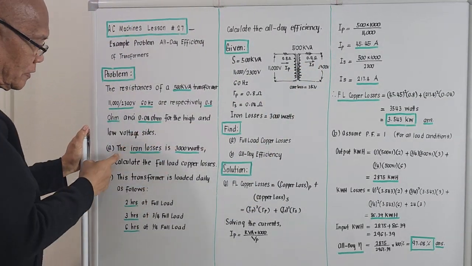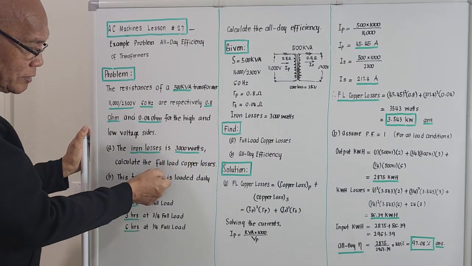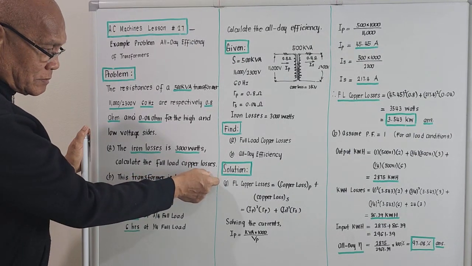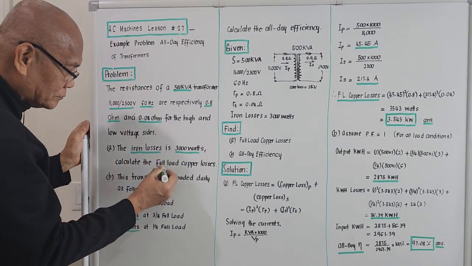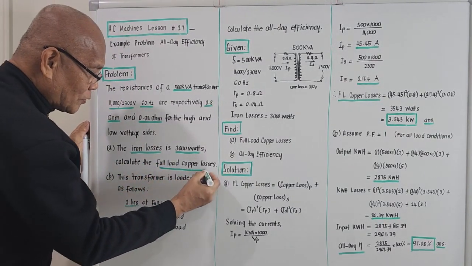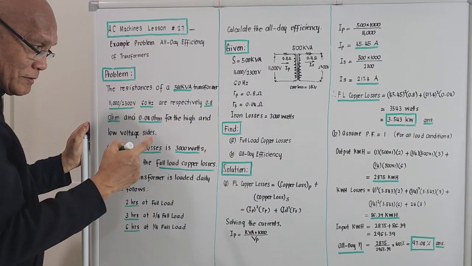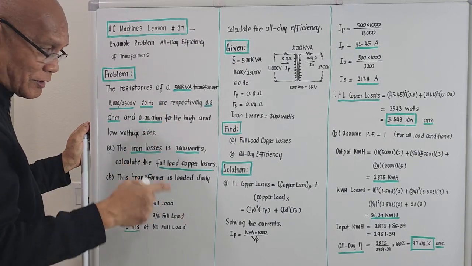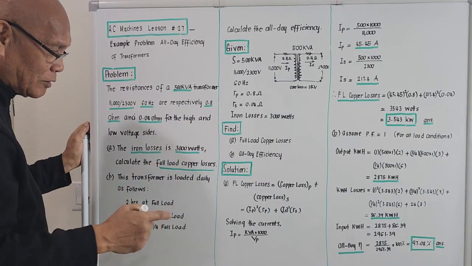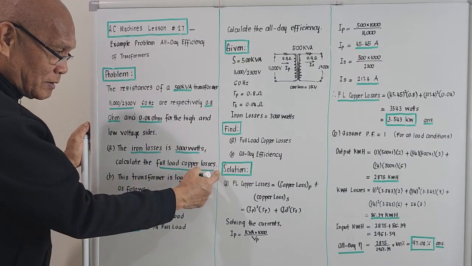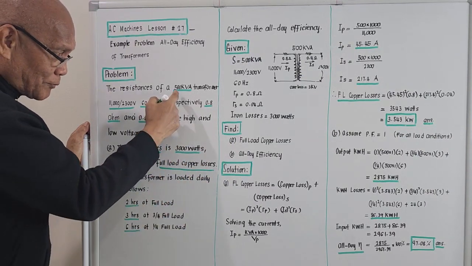Letter A. The iron losses is 3000 watts. Calculate the full load copper losses. So the number one requirement is the full load copper losses. If it says full load, the given power rating is 500 kVA, right? So the full load rating is actually 500 kVA. So the problem is asking what will be the value of the full load copper losses. It specifies full load, so in the computation of the current, we will take the full load apparent power.